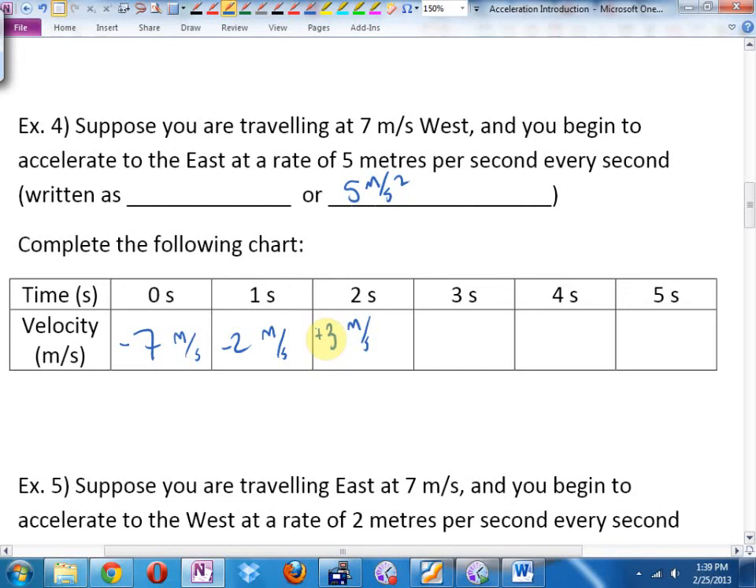Can you tell me when I came to a stop for a split second? Between which 2 seconds? Sometime between second 1 and second 2, I came to a stop for a split second, Dylan, and changed direction. How fast will I be traveling 3 seconds in? +8.